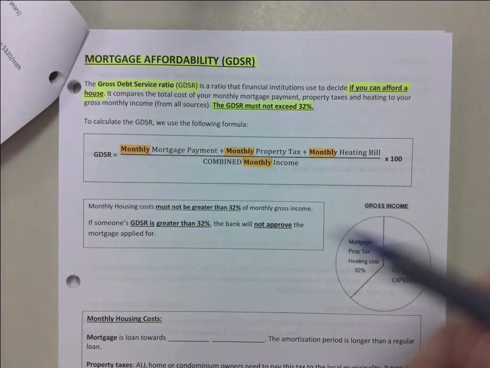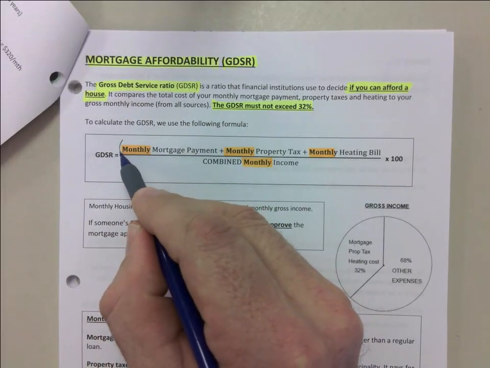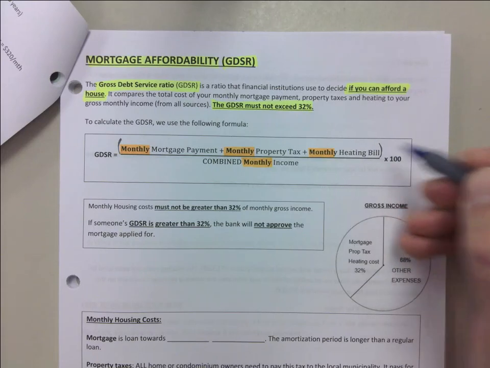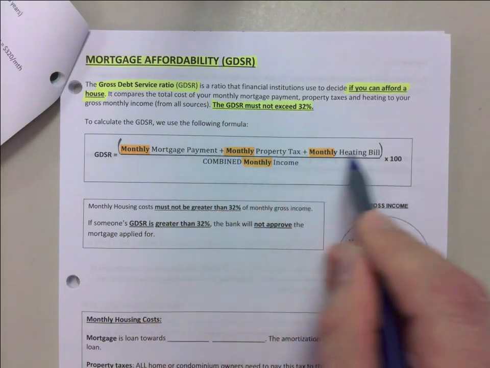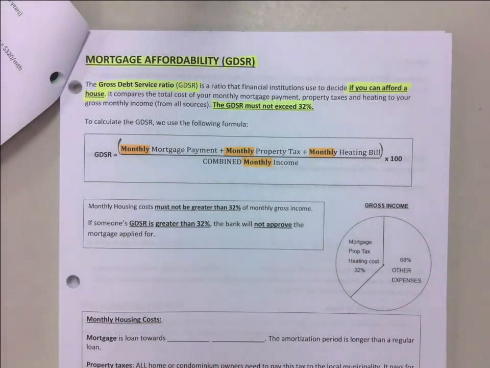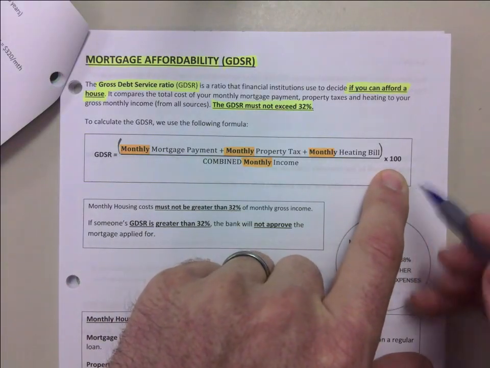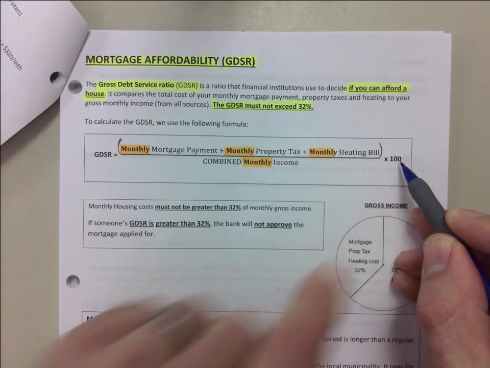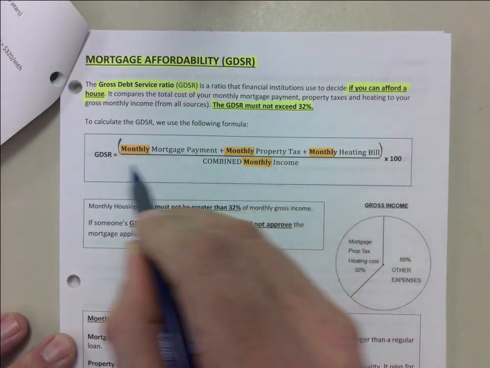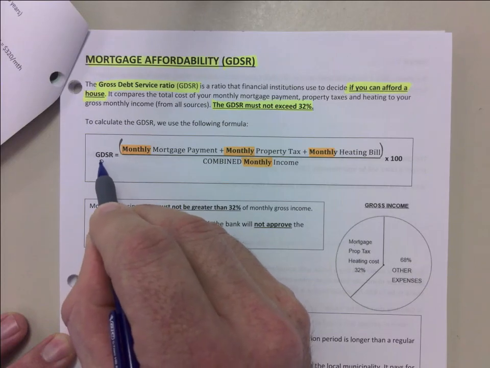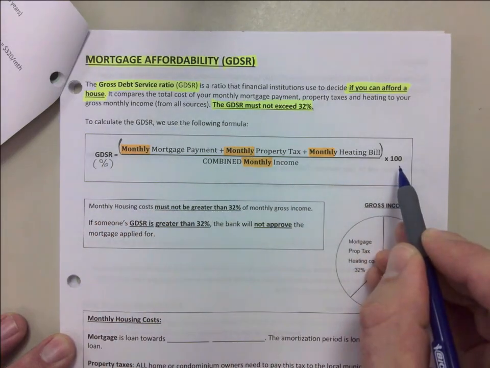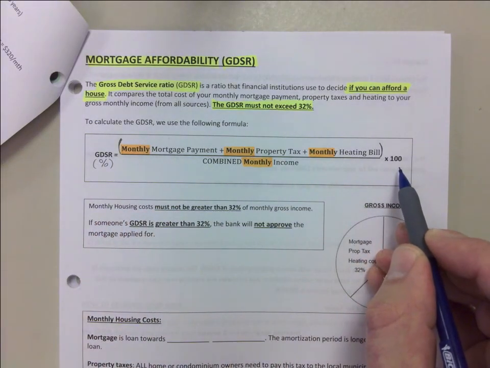I want you to make sure you know that the top should have brackets around it. I would like you to first add up these numbers, then you divide it by the monthly income. And at the end, we multiply it by 100. Watch this, right? So your answer is going to be a percentage. Go under GDSR and just add a percent symbol, because as soon as you multiply by 100, it turns into a percentage.